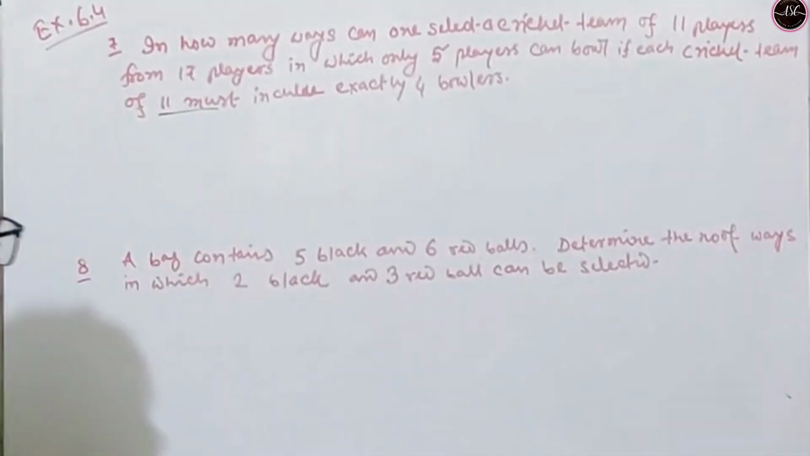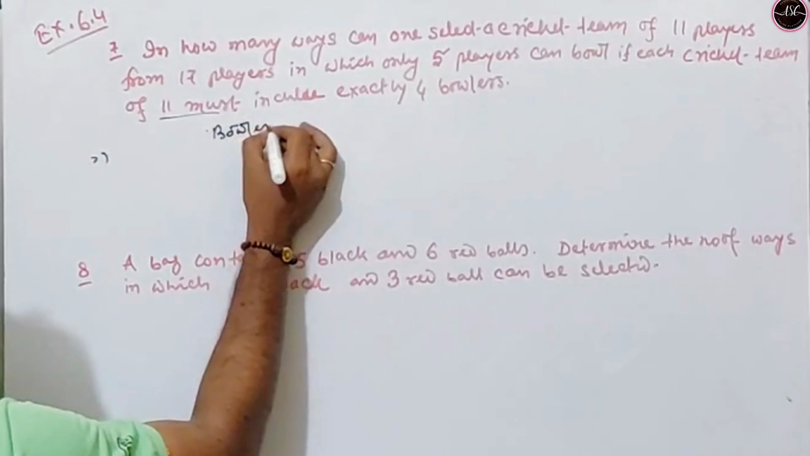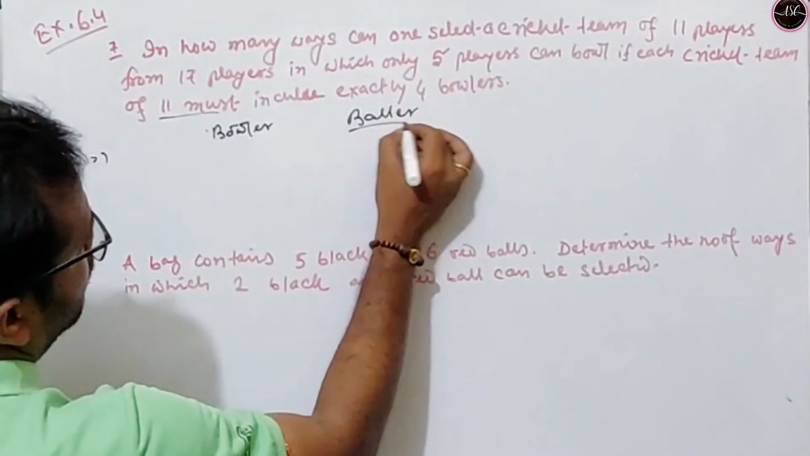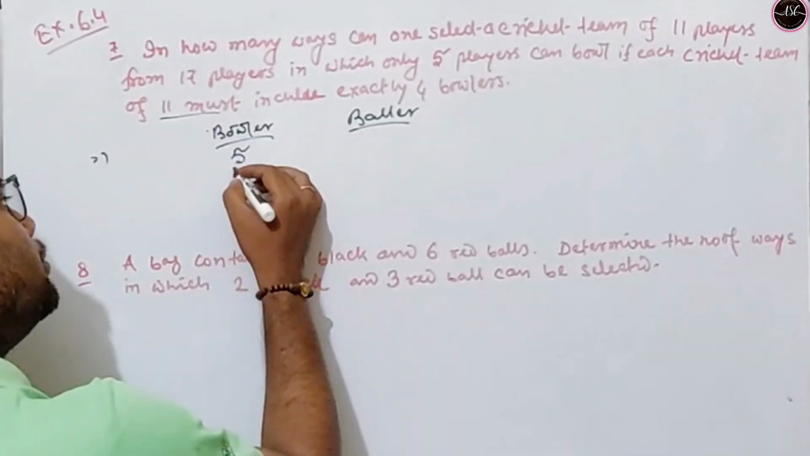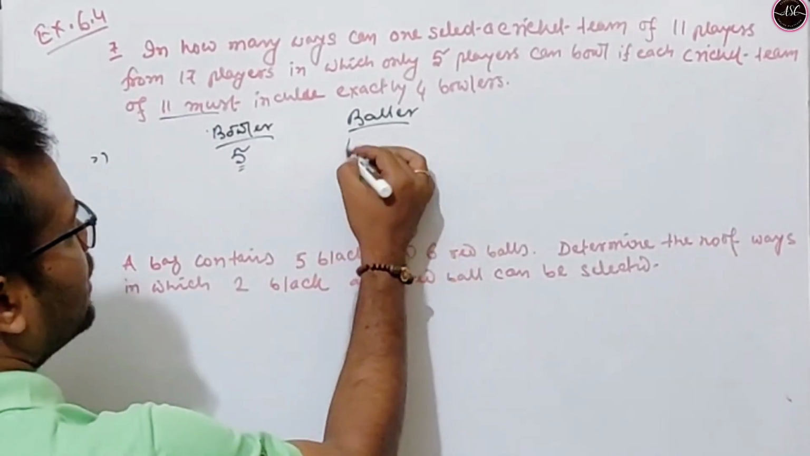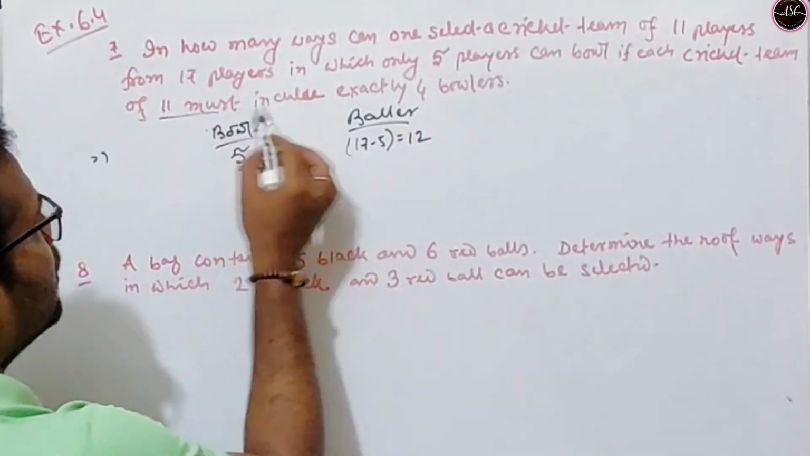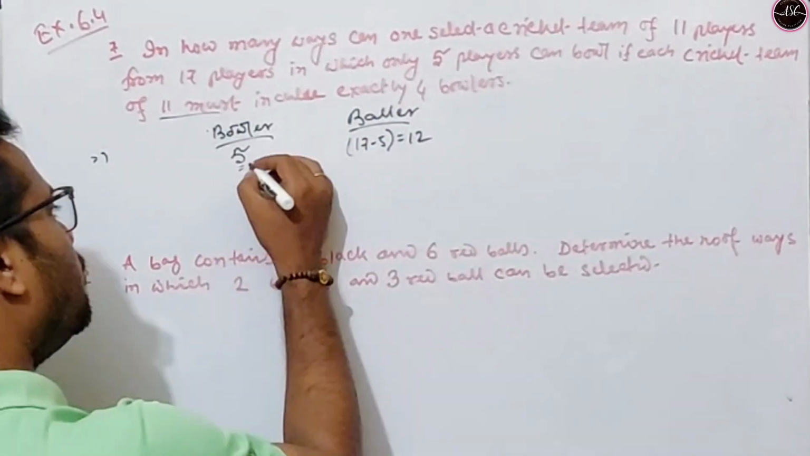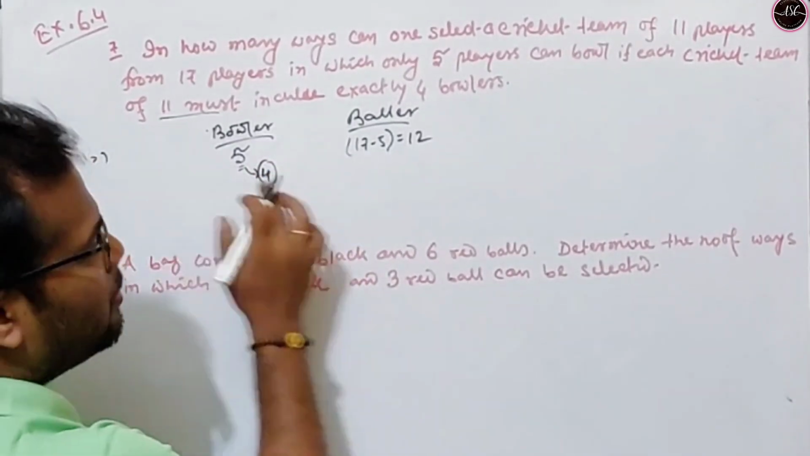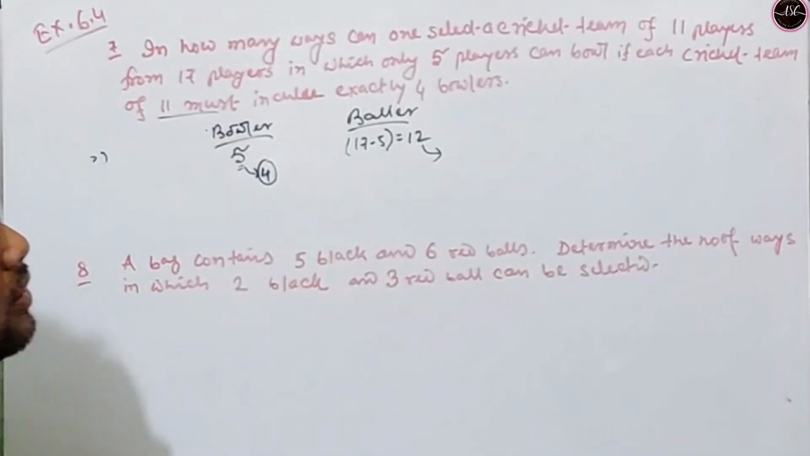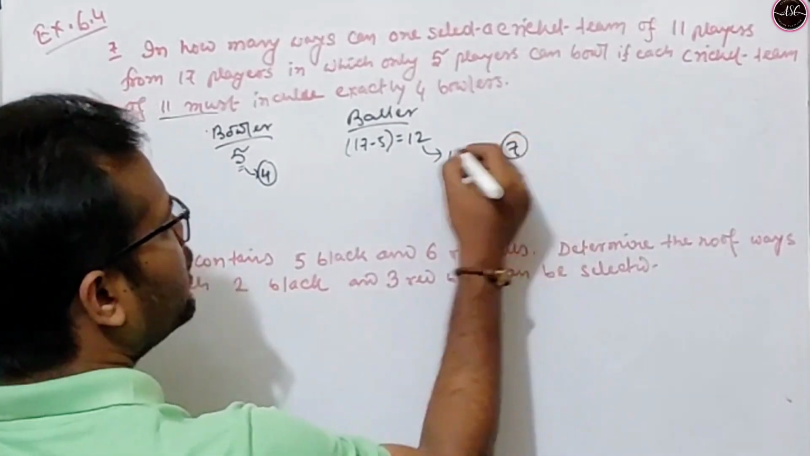Okay. So just look, bowler and here batter. So here among 17, 5 are bowlers and the rest, that means 17 minus 5 equal to 12, are batters. Okay. Among these 5, 4 should be bowlers. So 4 should be selected from these 5, and the rest, there are 11 minus 4, that means 7 should be selected from 12.